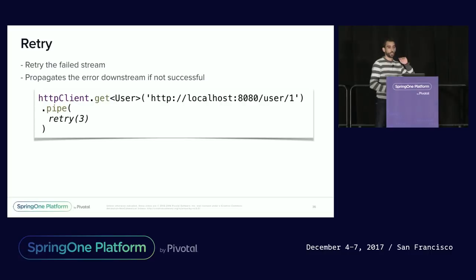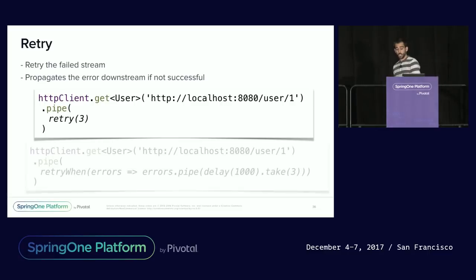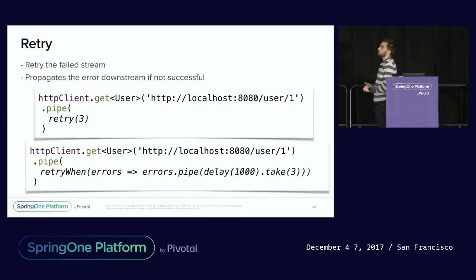That will basically do the initial request and then retry 3 more times. So at the end of the day, we can have 4 requests. Or if you want to be more flexible, you can use retryWhen, and this allows you to specify how you want this retry to happen. In this example, we see how we delay the retry 1 second, and then we retry 3 times. So this allows you to have a more flexible retry.